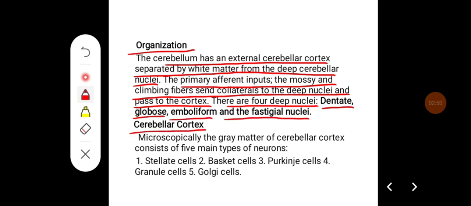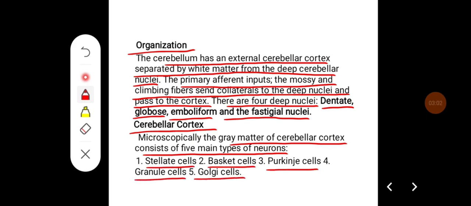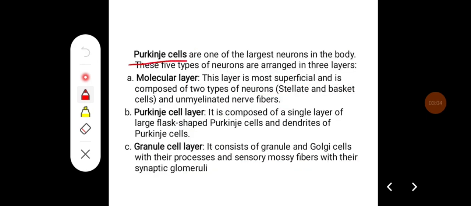If you see the cerebellar cortex microscopically, the gray matter of the cerebellar cortex consists of five main types of neurons: stellate cells, basket cells, Purkinje cells, granule cells, and Golgi cells. Purkinje cells are one of the largest neurons in the body. These five types of neurons are arranged in three layers: molecular layer, Purkinje cell layer, and granule cell layer.